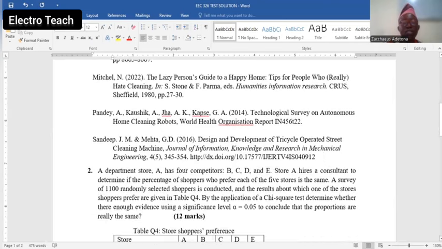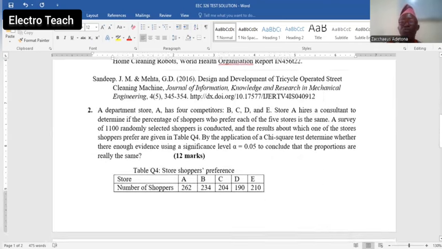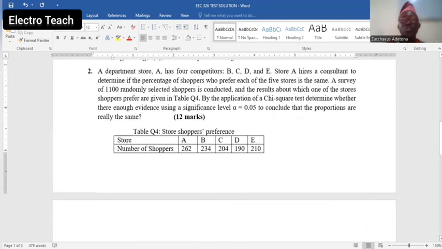Now problem number 2, we have a problem on inferential statistics, which is based on chi-square. Question says a departmental store A has 4 competitors, B, C, D, and E. So A hires a consultant to determine if the percentage of shoppers who prefer each of the 5 stores is the same. A survey of 1,100 randomly selected shoppers is conducted, and the results about which one of the stores shoppers prefer are given in table Q4.